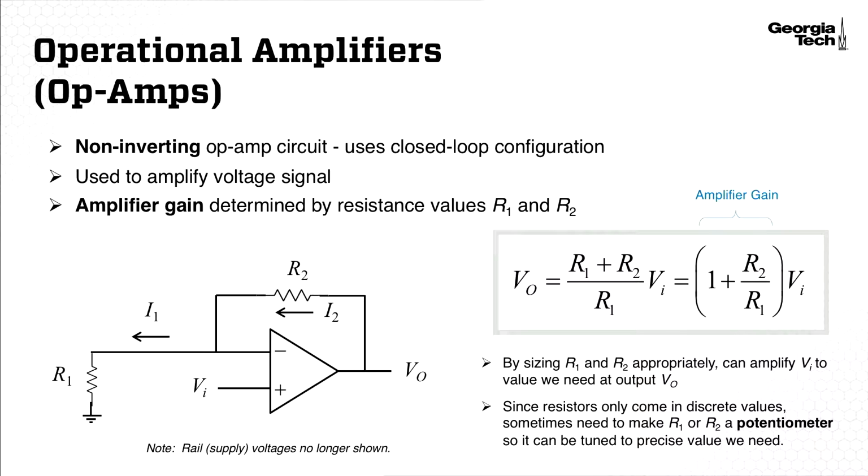Since resistors only come in discrete resistance values, if we want to set a precise gain, we usually need to make either R1 or R2, or both, a potentiometer so that we can tune them to the value that we want. We'll be using non-inverting op-amp circuits quite a bit as we go throughout this course.